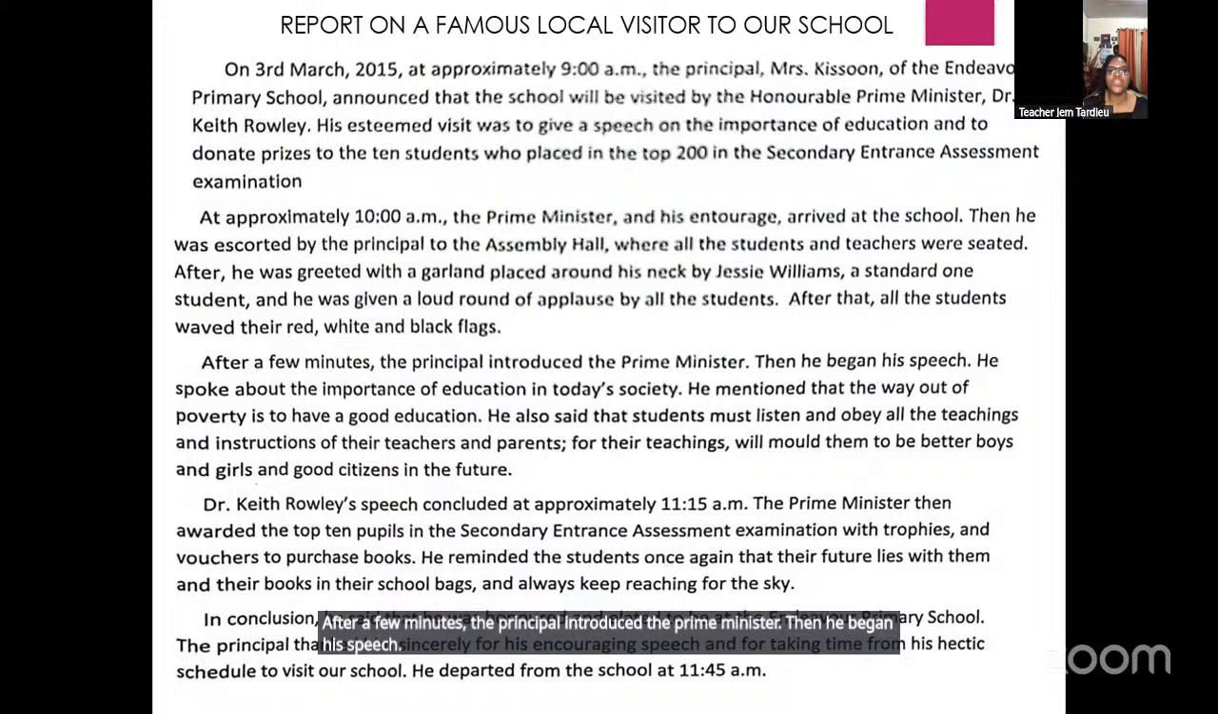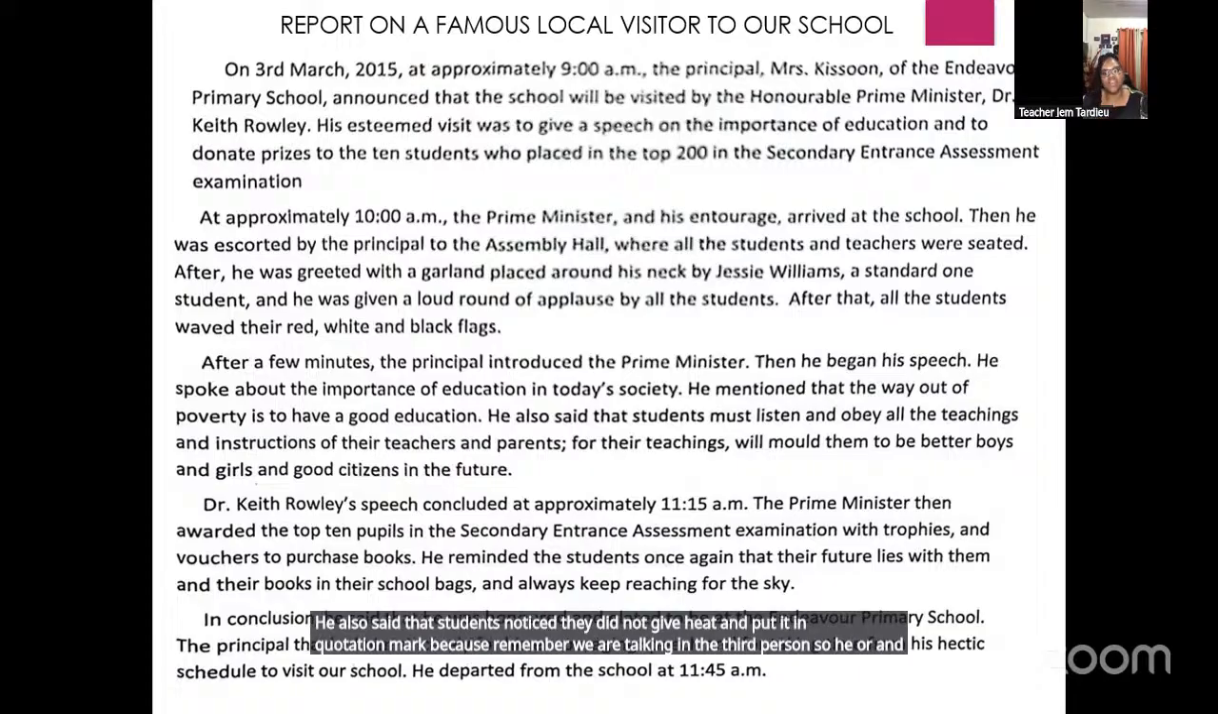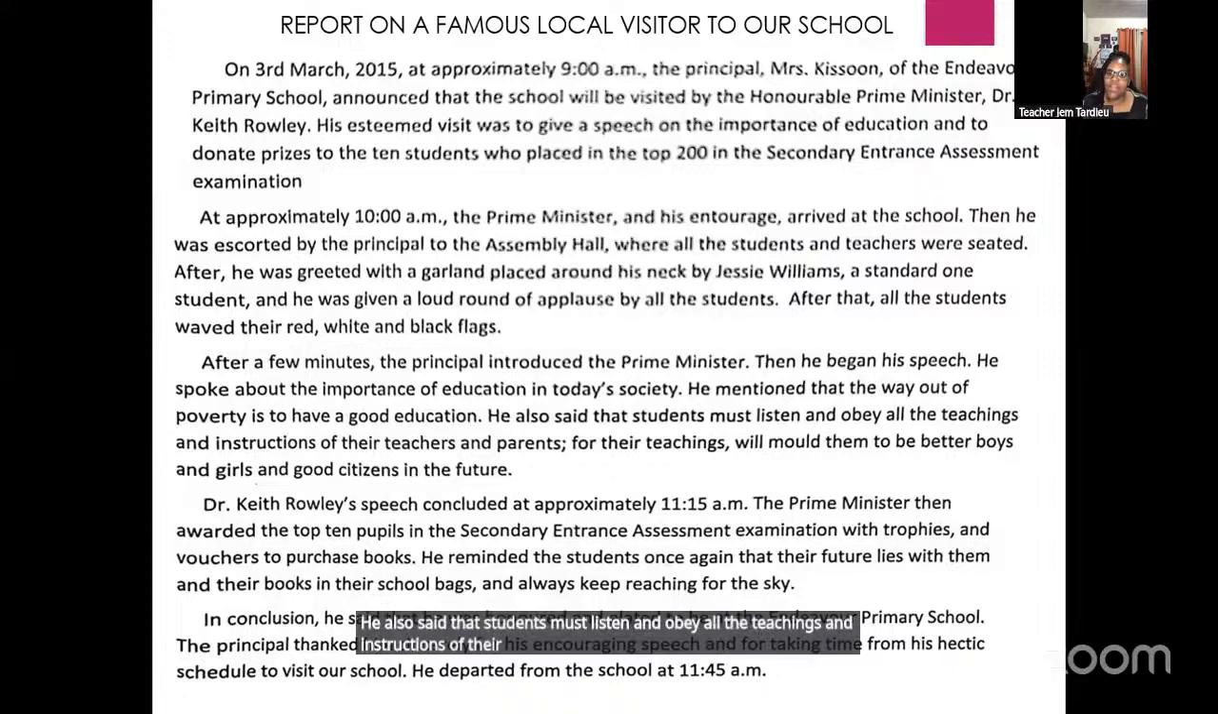He spoke about the importance of education in today's society. He mentioned that the way out of poverty is to have a good education. He also said that students, notice they did not give "he" and put it in quotation marks, because remember, we are talking in the third person. So in reported speech, we give it in the third person. He also said that students must listen and obey all the teachings and instructions of their teachers and parents, for their teachings will mold them to be better boys and girls and good citizens in the future.